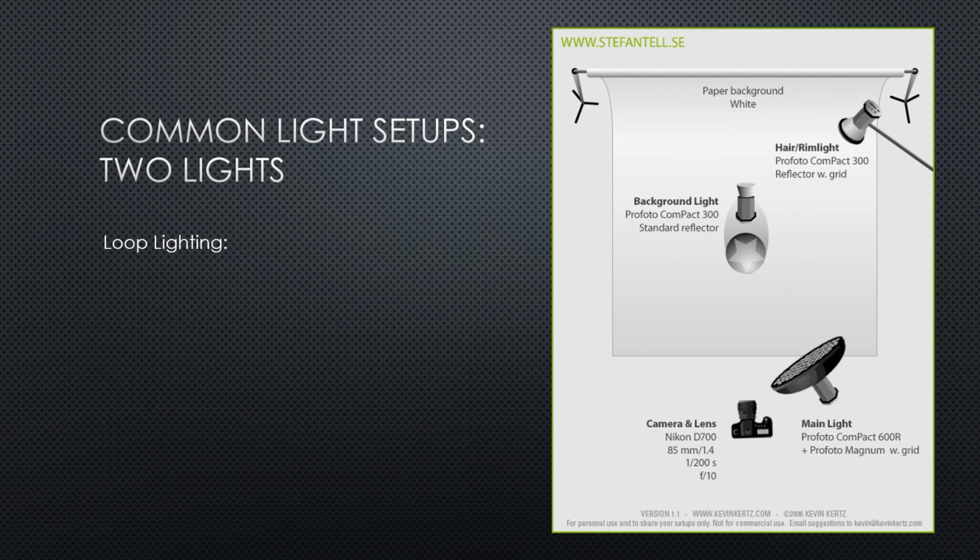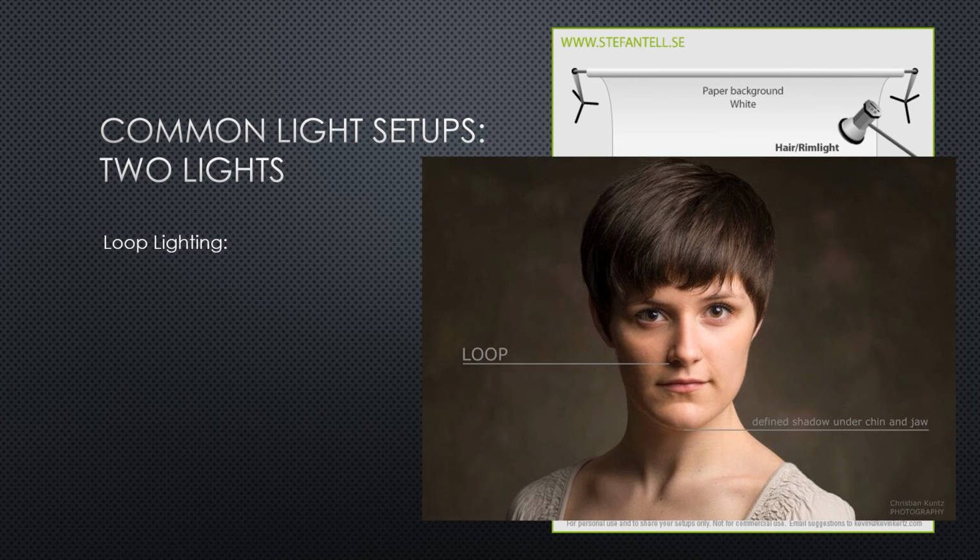Loop lighting falls somewhere between butterfly and Rembrandt. Start with a butterfly setup with a light above the camera aimed down towards the subject, and then move the light slightly to one side or the other until you see a loop of shadow from the corner of the nose. Here we see the small shadow of the nose, but it doesn't extend far enough to the side to connect to the cheek shadow. If it extended to the cheek, then it would be considered Rembrandt.